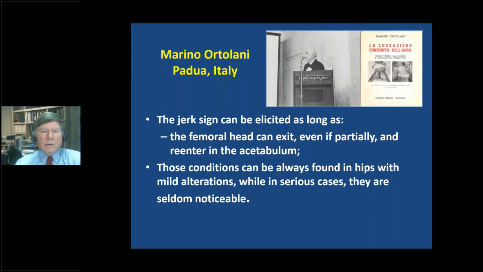Even Mariano Ortolani, when he published his book many years ago, he said the jerk sign, which is what he called it, can be elicited as long as the femoral head can exit, even partially, and re-enter the acetabulum. These conditions can always be found in hips with mild alterations, while in serious cases they are seldom noticeable. So a completely dislocated hip that's fixed in dislocation, can't be reduced, may not be detectable in a newborn because newborns can have full range of motion.